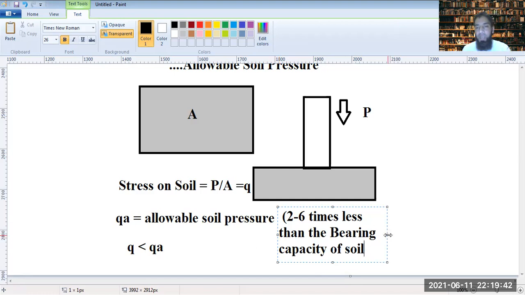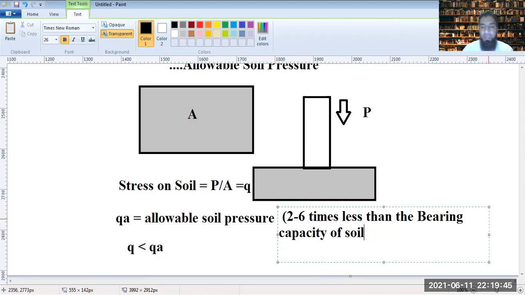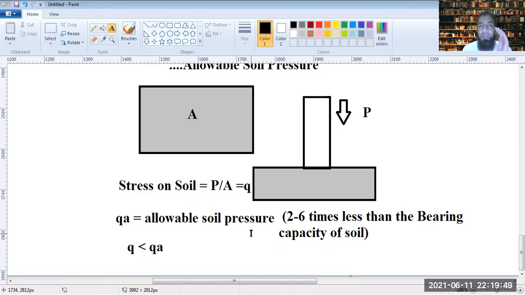So if we have a bearing capacity of say 100 kilopascals, then the allowable soil pressure would vary from 100 by 2, that's 50 kilopascals, to 100 by 6. So we are actually decreasing the allowable bearing capacity or the allowable soil pressure. This is the factor of safety that we apply in soil mechanics.